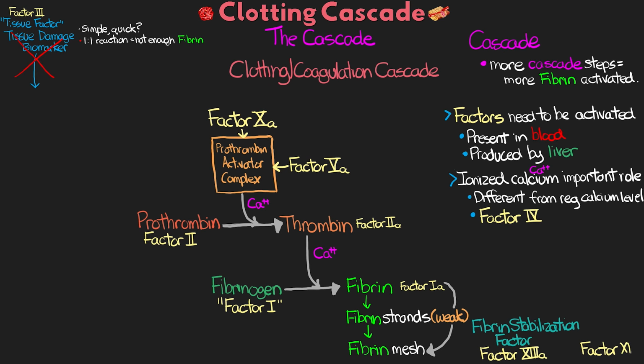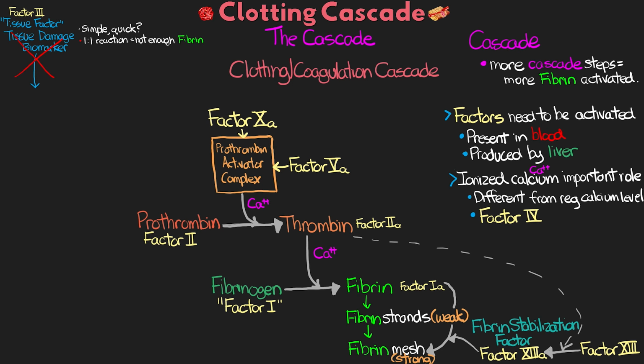Now, factor 13 itself does require activation by thrombin, and then activated factor 13 attaches fibrin strands to one another, forming these crosslinks, something that we refer to as this fibrin mesh. And this is what really gives the clot its strength.